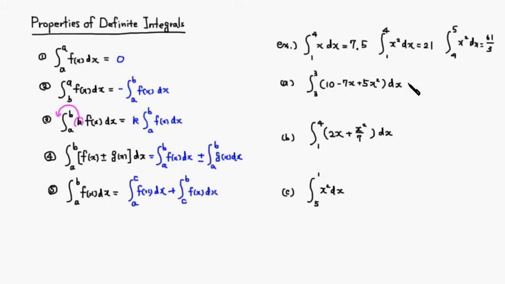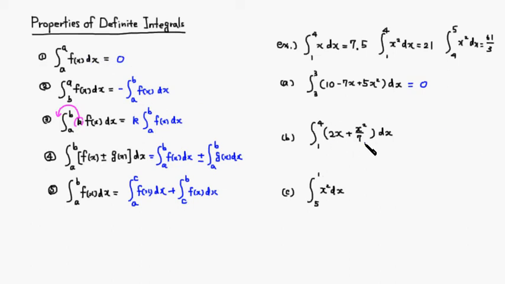All right, this one. Pay attention to the lower limit and the upper limit. They're the same, so we don't really care what's inside. It's going to be 0. So I'm using property number 1.